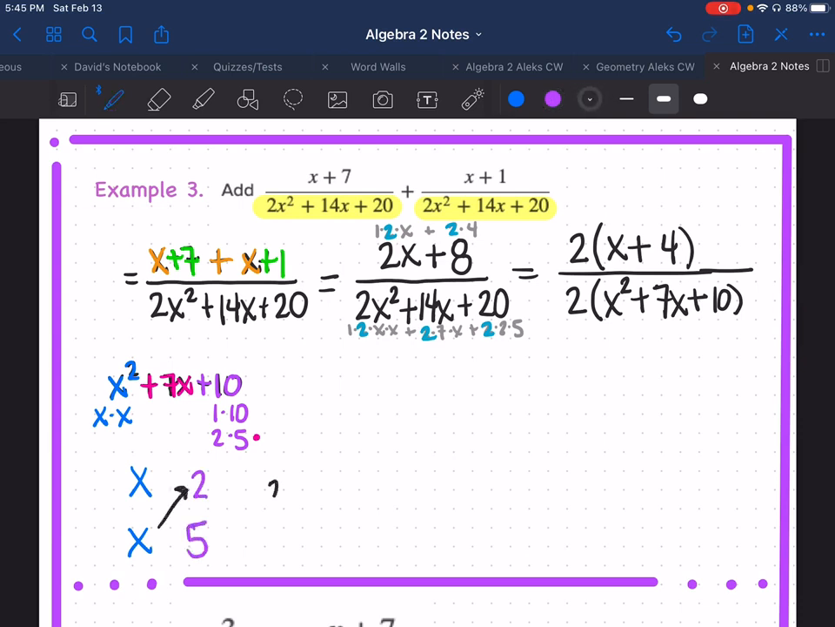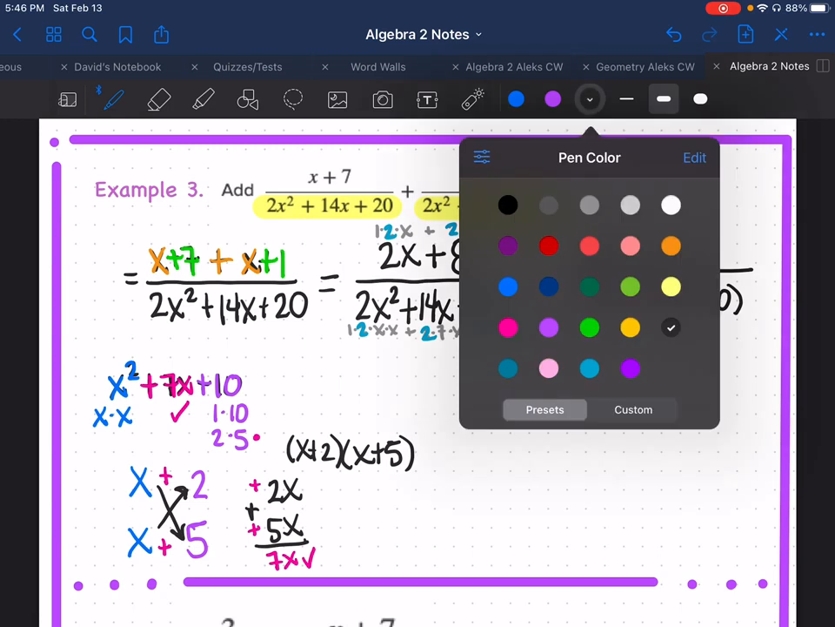And 2x from this multiplication plus 5x from that multiplication is going to give you the 7x that you need to factor. Everything is positive, so you would have x squared, you would have x plus 2 times x plus 5, okay? But going back, there's really no need to do that because it's not going to cancel out on the top. And so there's really no need for you to actually factor the denominator.